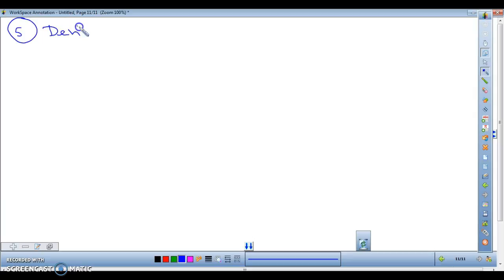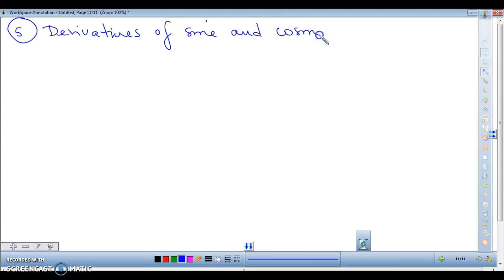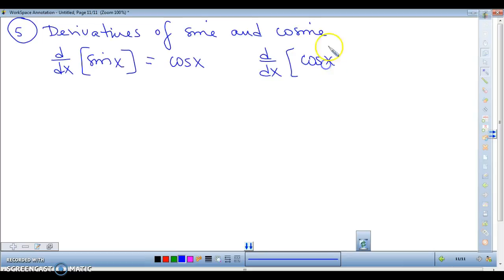The derivatives of sine and cosine. These are some you're going to have to memorize. Eventually we're going to get to the other 4 trig functions, but for now just concentrate on these 2. Your derivative with respect to x of sine of x is equal to cosine of x, and your derivative with respect to x of cosine of x is negative sine x.